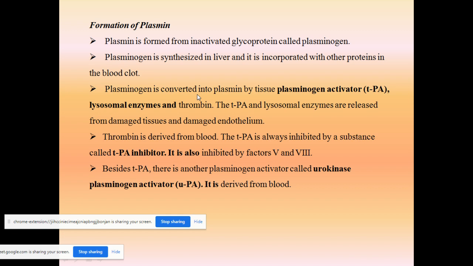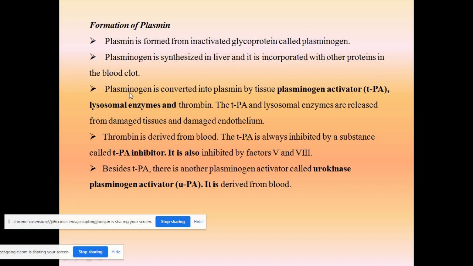Did you understand? So how is plasmin formed? Plasmin is formed from an inactive glycoprotein called plasminogen. So plasminogen is an inactive glycoprotein. When it gets activated, it will be converted to plasmin. So how is the plasminogen synthesized? It is synthesized in the liver and is incorporated with other proteins involved in the blood clot.